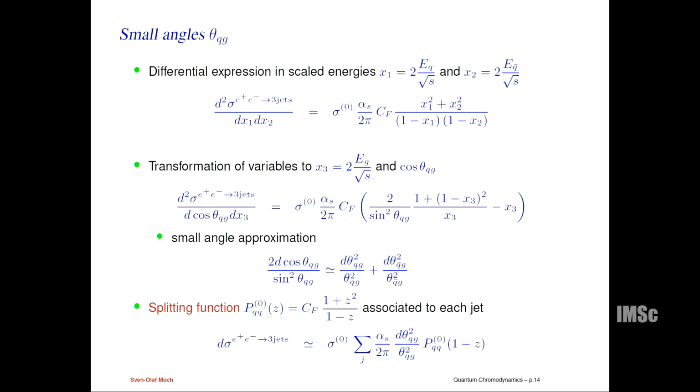Now I'm writing it down in this way because what we are seeing here now is this polynomial in x3, in the gluon energies, multiplying the collinear divergences.